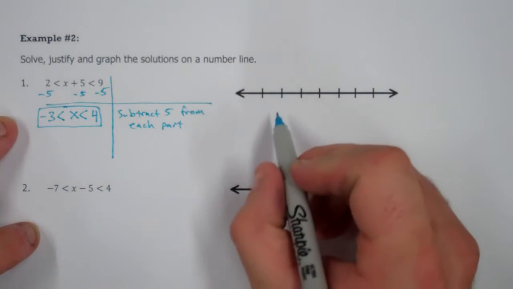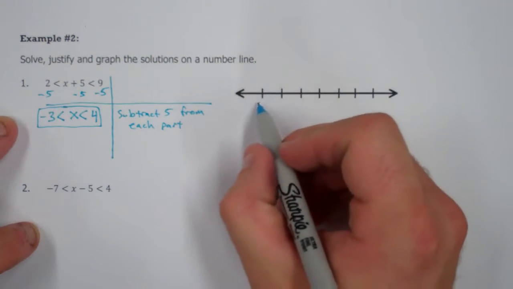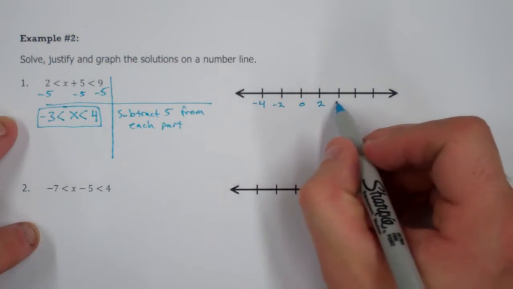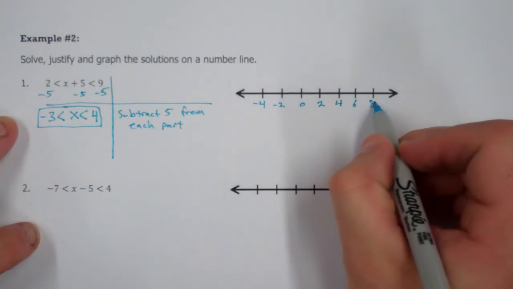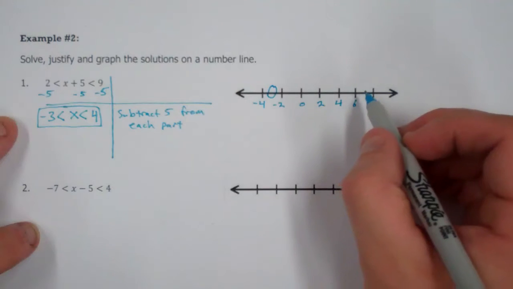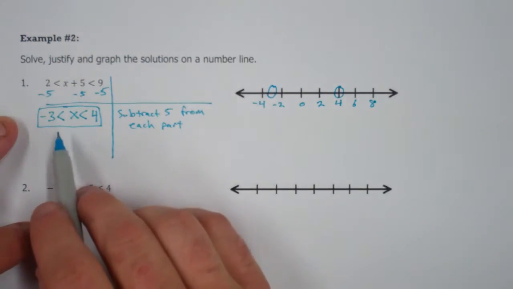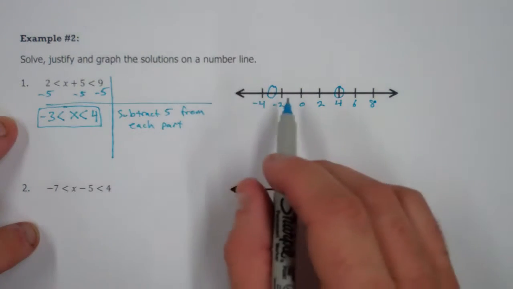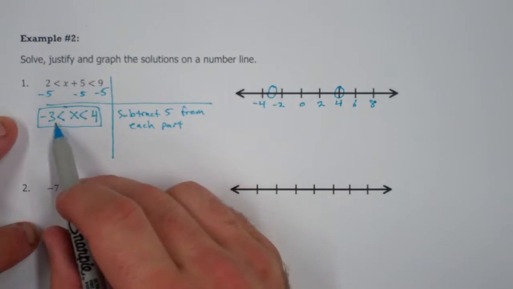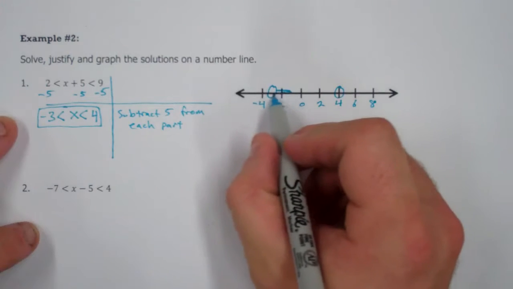We're going to graph this on the number line now. I'm going to make this negative 4, negative 2, 0, 2, 4, 6, and 8. So negative 3 will be right here. 4 will be right here. There's no equal to symbol, so we want to leave these as open circles, and then we want to shade in between.